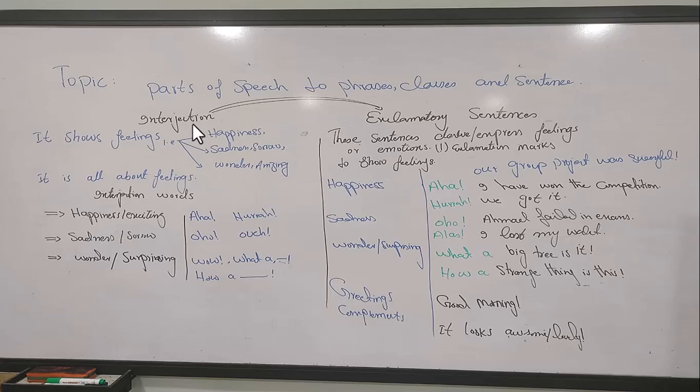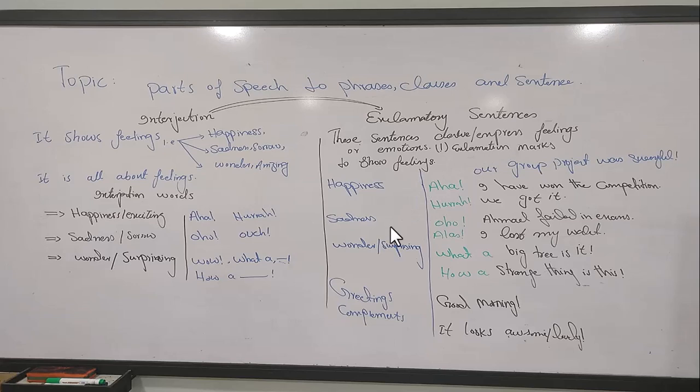Then we come to how to change interjections to exclamatory sentences. The definition is the same: exclamatory sentences express feelings or emotions. When you want to teach this in your class, you have two concepts to make it very easy to remember in one lecture: interjection and exclamatory sentences. This is a journey to change interjection to exclamatory sentences. At the end, we have exclamation marks.